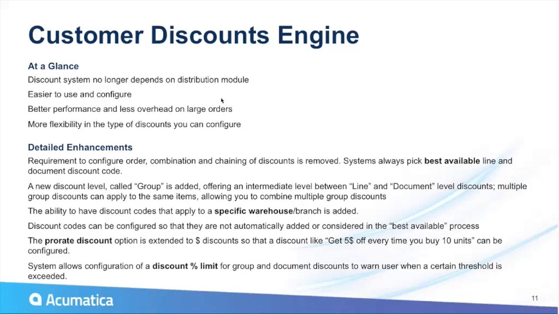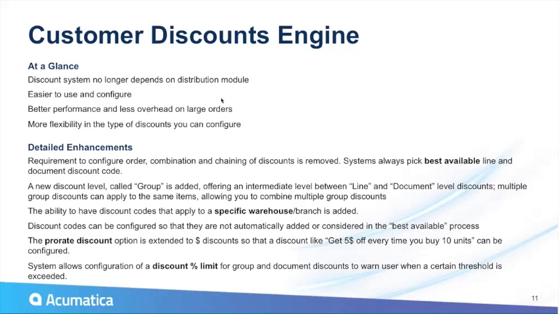We enhanced the prorate discount option so that it also works with dollar discounts. So for example, if you have promotions like get $5 off every time you buy 10 units, this type of discount can now be configured more easily. Previously, you would have had to basically create a line for all the different combinations. So 10 units, $5, 20 units, $10, and so on. So it's much simpler to do it this way.